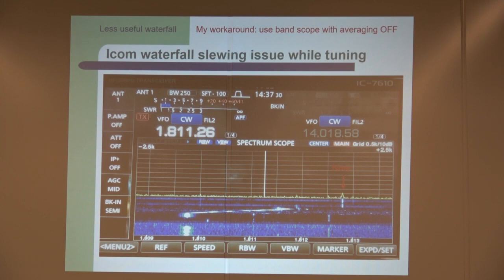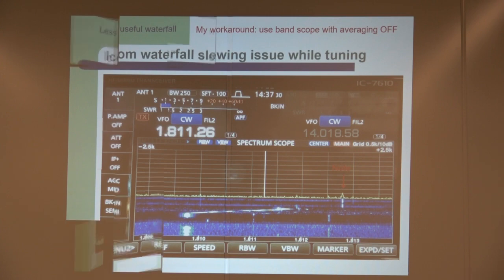And also, if you look there on the right where it says note, there's a little weak signal, and if I had averaging on so that I can kind of average out the noise, make the noise a little bit lower on the display, if I tuned the radio, not only did it slew, but I couldn't see that really weak signal for 2 or 3 seconds because the averaging had to build it up. So I just operate the 7610 with the averaging off, and I mostly look at the spectrum display as opposed to the waterfall. That's just how I do it.